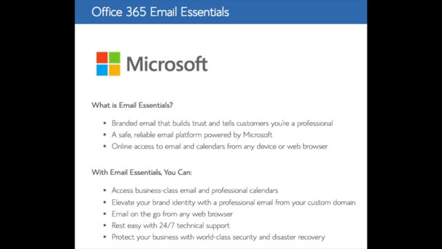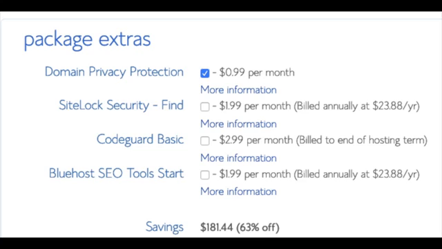Office 365 Email Essentials is the email software Microsoft Outlook that is commonly included with Microsoft Office. If you'd like to have your email powered by this Microsoft add-on, feel free to keep this selected. This isn't necessary to have. All these add-ons are completely optional and up to you to get. As you can see, you're saving a lot for this hosting package.